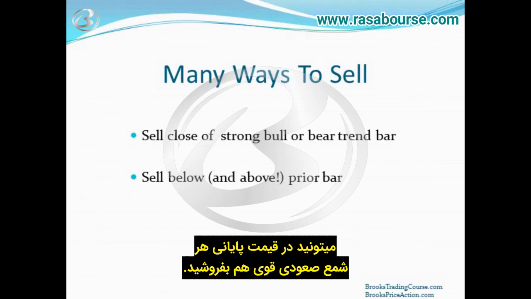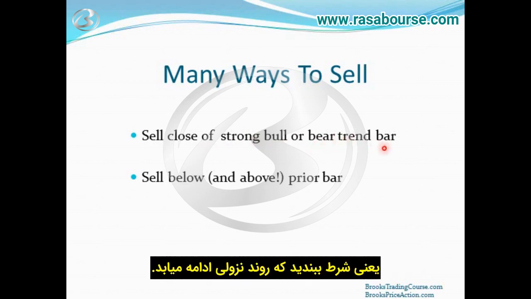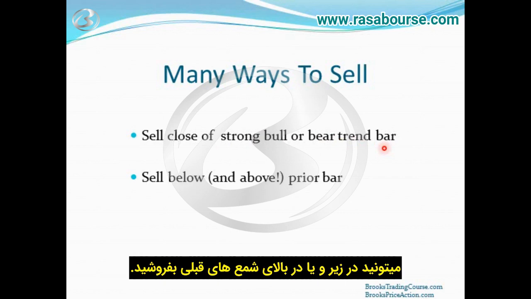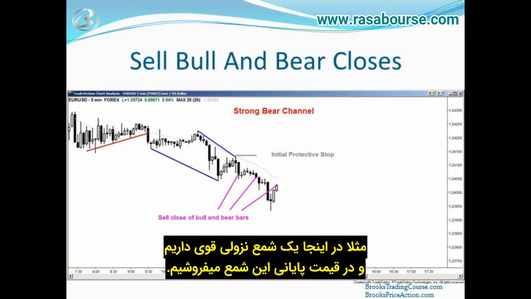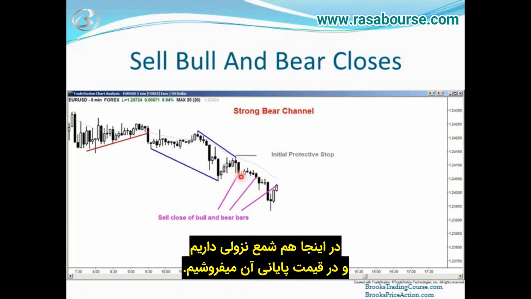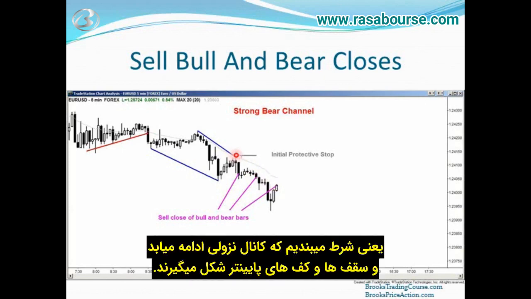You can sell at the close of any strong bull bar, betting that the reversal attempt will fail. You can sell at the close of any strong bear trend bar, betting that it's a resumption of the trend and it will succeed. You can sell below bars and above the prior bar. So for example, strong bear bar, sell the close. Bear bar, sell the close. A strong bull bar, sell the close, and put a stop above the most recent lower high, betting that the market will continue to channel down and form a series of lower highs.